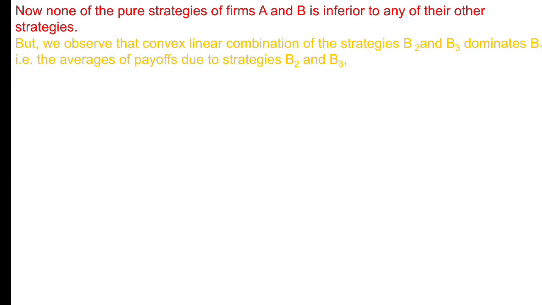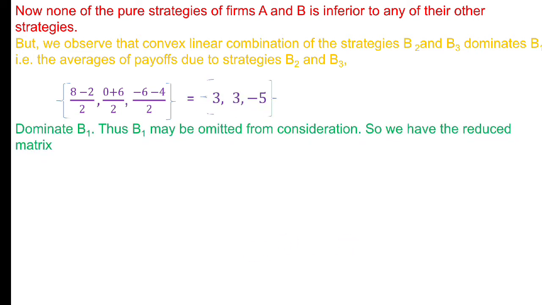The forms inferior to the other strategies. So we are going to take the average. Observe that the convex linear combination of B2 and B3 dominates B1. The average of strategies B2 and B3 will be considered: 8 plus minus 2 divided by 2, 0 plus 6 divided by 2, minus 6 divided by 2. The average is considered because the row minimum rule is not satisfied and the column maximum rule is not satisfied. So we are going to the third option. Then 3, 3, 3, minus y. So it dominates B1.